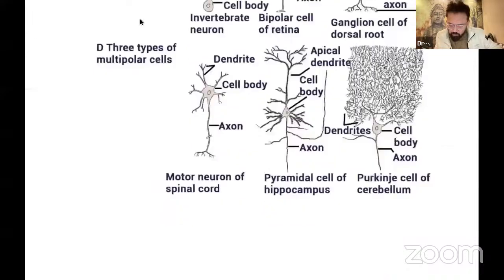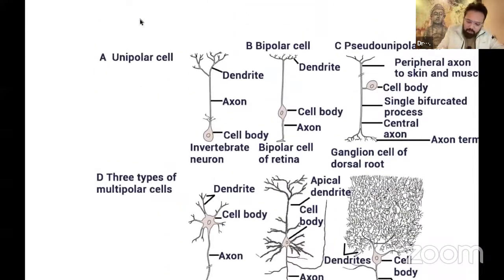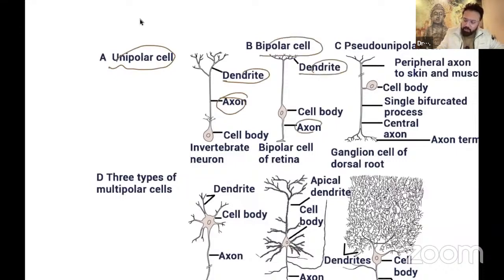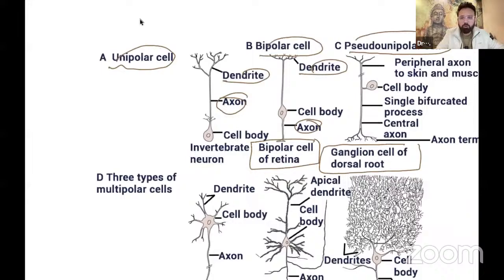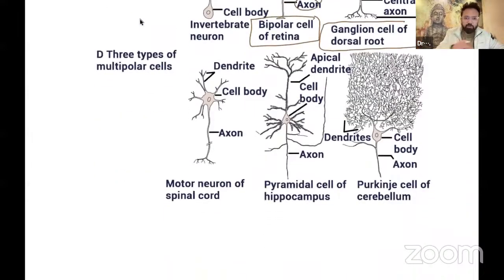Okay, let me discuss one more thing. A unipolar cell is a cell where there is no differentiation between dendrite and axon. A bipolar cell is a cell which has one dendrite and one axon. An example is the bipolar cell of the retina and of the olfactory nerve. Pseudo-unipolar is actually bipolar but looks like unipolar. Please remember the example, dorsal root ganglion cell. And there are 3 types of multipolar.